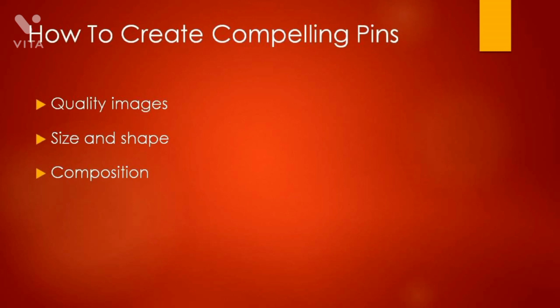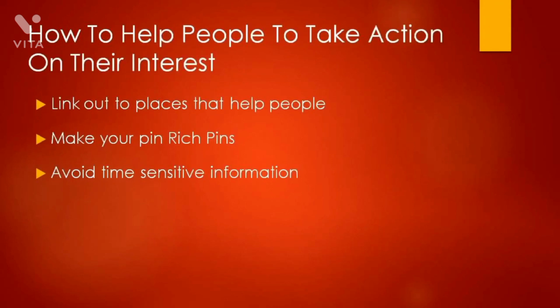Helping people to take action on their interests that are in line with your business can sometimes be a challenge. However, there are 3 simple steps which you can take to persuade and influence your target audience to take action. Are you ready? The first would be link out of your pin to places or websites that help people. For example, a recipe pin should lead to the real cooking instructions, and a product pin should lead to where a pinner can make the purchase.